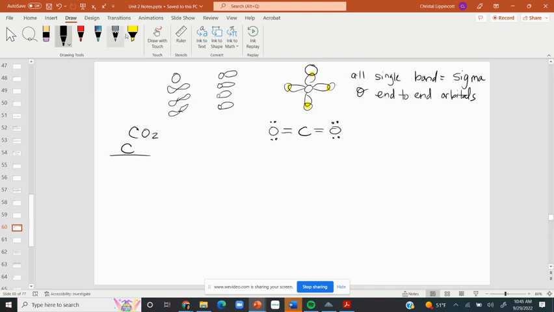Now, we have a single bond here. This top one right here, we call that a single bond. So the first bond of our double bond is going to be a sigma bond. And then the second bond of that is called a pi bond. So that's the second bond in a double bond. If we had a triple bond, it would be the second and the third. So a pi bond is side to side.